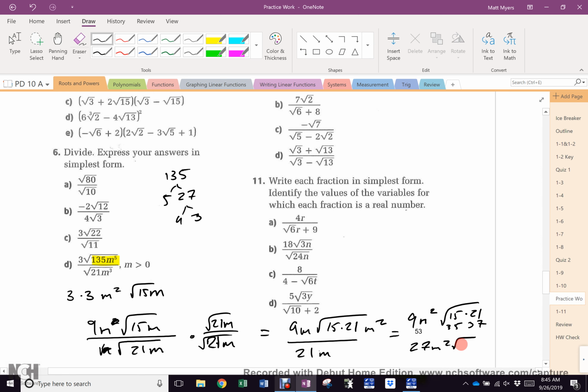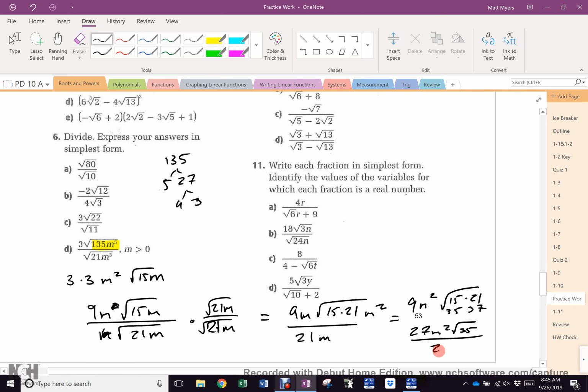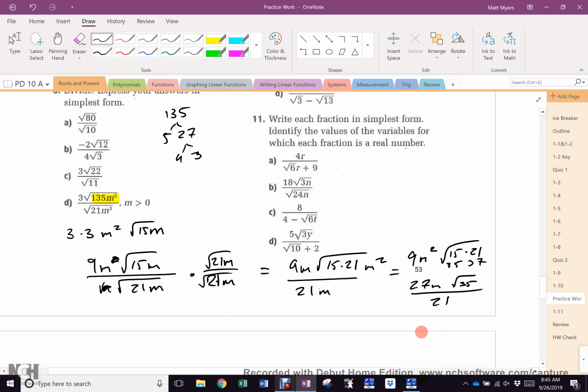What stayed in there? 35 over 21m. What's going there? One of those m's from the bottom, and how many m's from the top? One. And what's happening with 27 and 21? To what? What goes into both of them? 3. So I'm going to end up with 9m root 35 over 7.